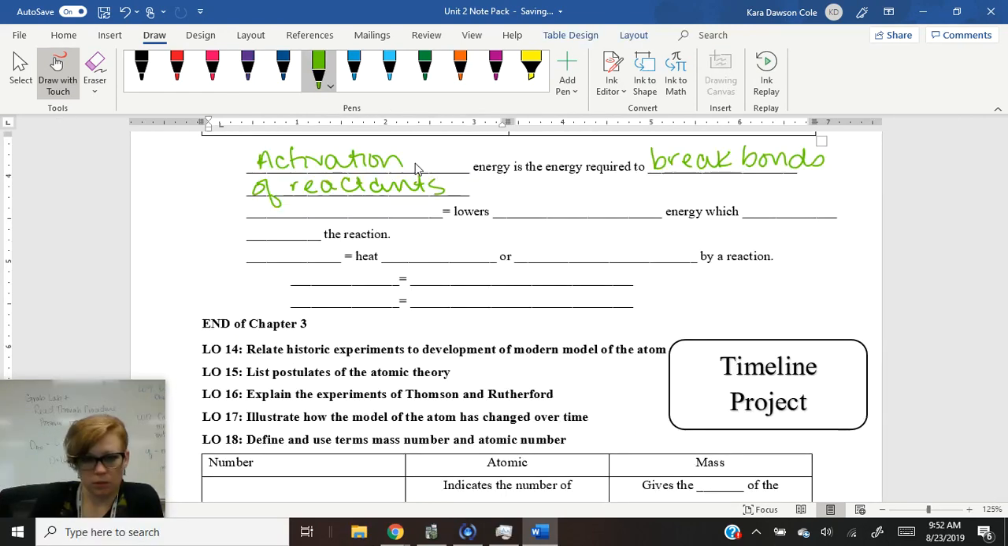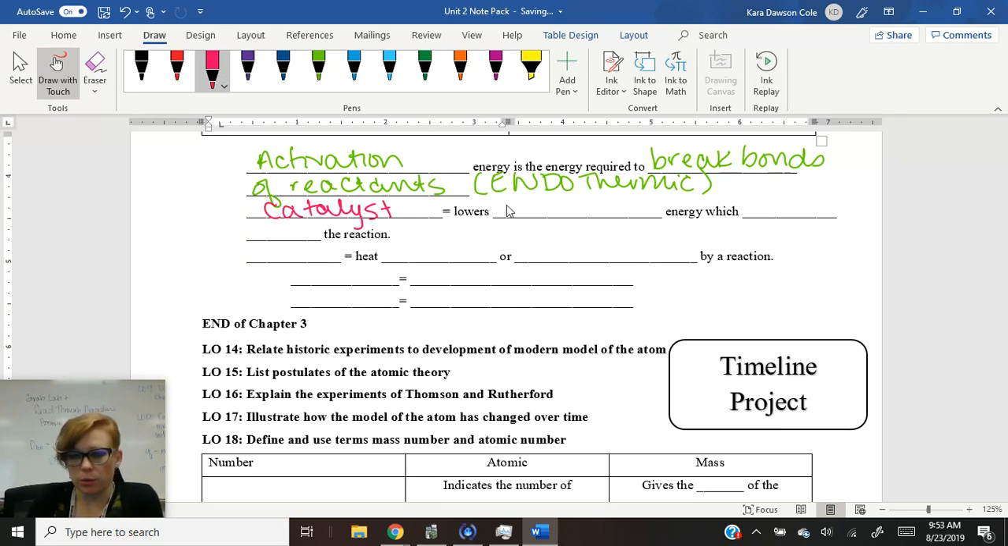So activation energy is the energy required to break the bonds of the reactants. This is always endothermic. Breaking bonds is endothermic. It's never exothermic. Making bonds is exothermic. So making the bond itself is exothermic, while the overall reaction can be either endothermic or exothermic. But again, breaking bonds is endothermic and making bonds is exothermic. You can have a catalyst. All a catalyst does is lower the activation energy and speed up the reaction.